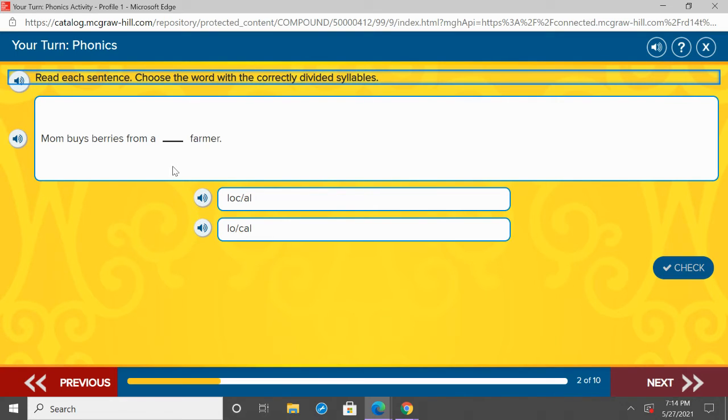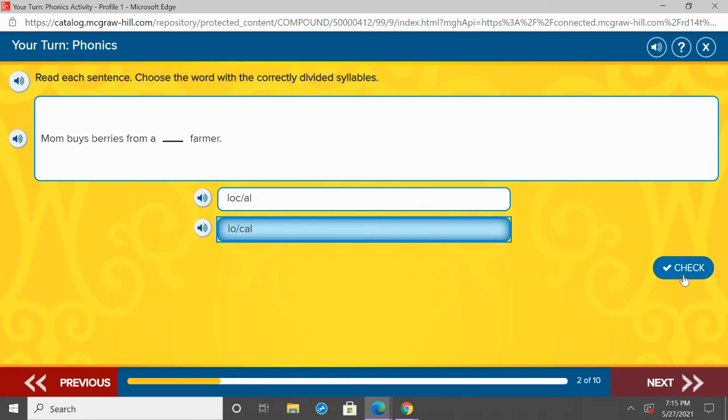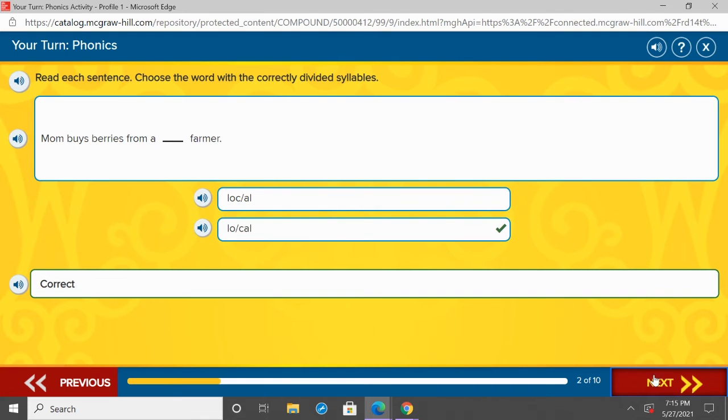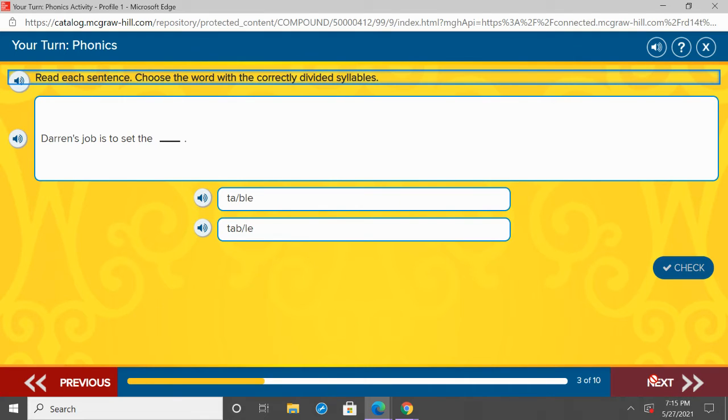Mom buys berries from a local farmer. Local. So that AL ending, but we know when it's divided into a syllable, it has that consonant and then that ending. So which one has that consonant AL? Well, this just has AL. This one has consonant AL. Local. So this is correctly divided into syllables. Good job.